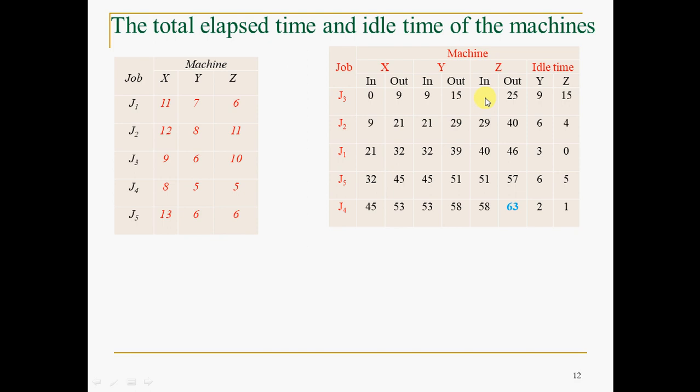Okay, 15. So then 25, how we got it? Job 3, just add the processing time, that's all. So the difference is the processing time. In to out is the processing time, anywhere. Here you have to be careful.